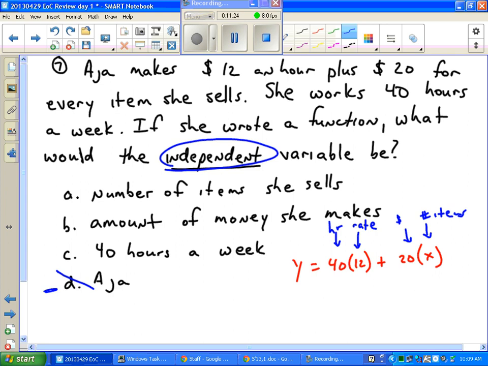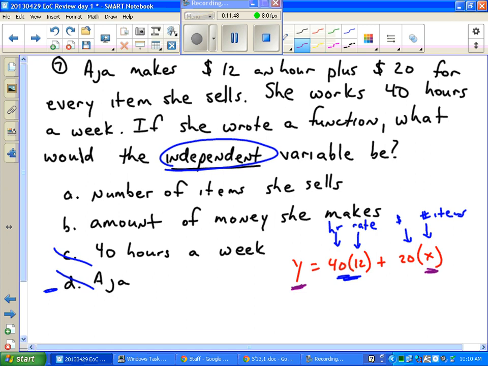Neither is 40 hours a week. Notice there's no variable term here. That's not a variable term. So it's between the number of items she sells, that is a variable term, and the amount of money she makes. That's your other variable term, y. So you have y and you have x. So you have to choose which one is not dependent on other things happening.